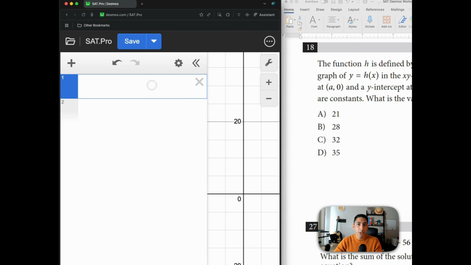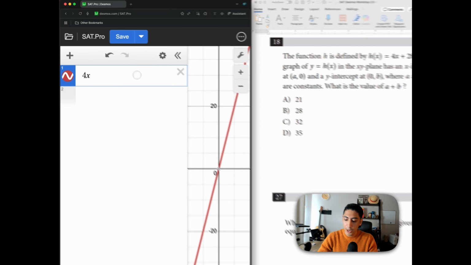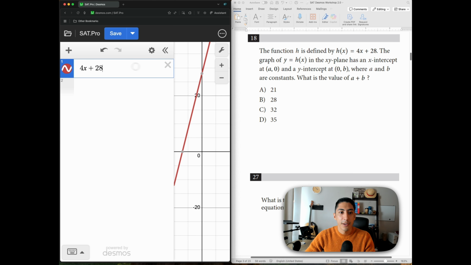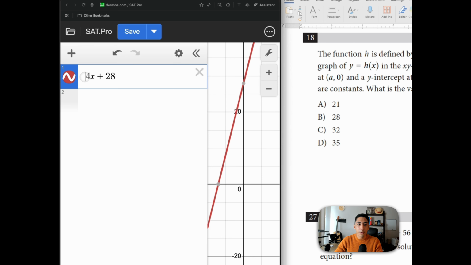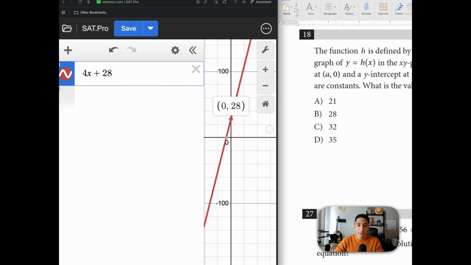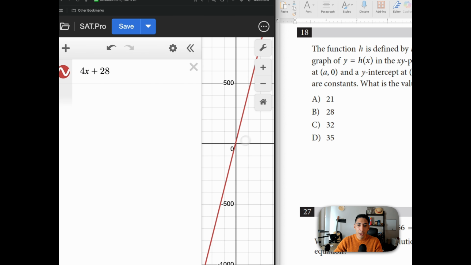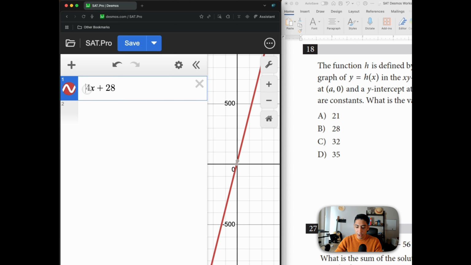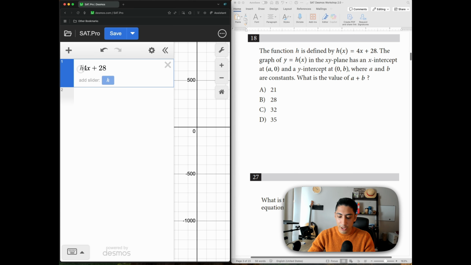I'm going to put the first question in. So I put in 4x plus 28. If I just have like a y equals or h of x equals, I can actually just write the right side and it will understand me. So for example, if I was to zoom out just a little bit more, I see this is just a line. If you notice, if I were to put y equals, it would be the same thing. If I was to put h of x equals, it would be the same thing.